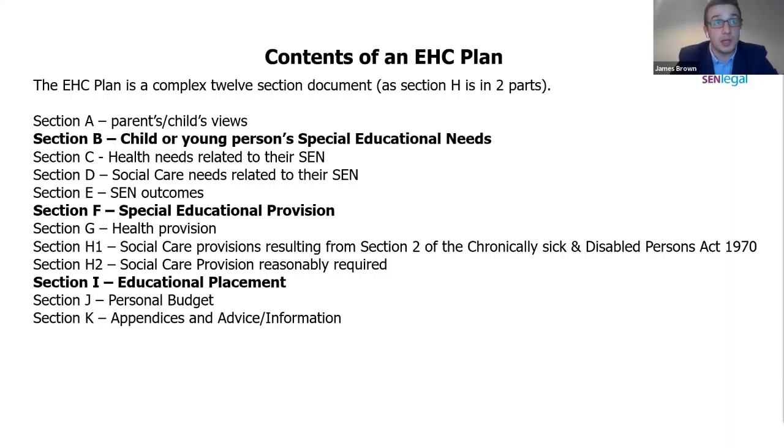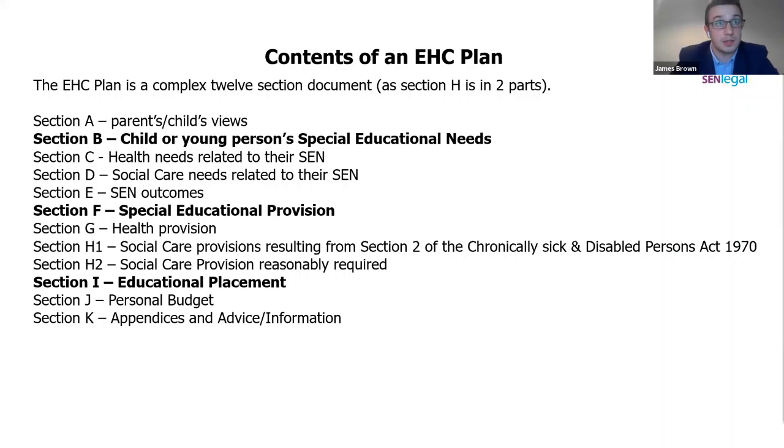But I'm not going to go through all of those sections in detail because it would take a long time to do so. What I am going to do is go through the key sections, the sections that you need to focus on when you're looking at your child's EHC plan, and when you're coming to review whether or not it's working for your child, and whether or not that provision is still appropriate. So the key sections are Section B, which is the special educational needs of your child or young person.